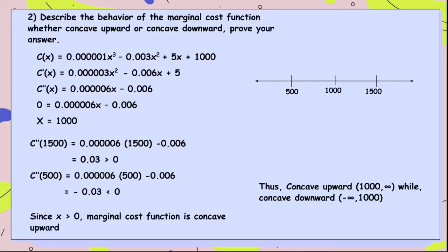So, since the value is larger than 0 for x above 1000, the marginal cost function is concave upward. Thus, concave upward is from 1000 to infinity and concave downward is from negative infinity to 1000.